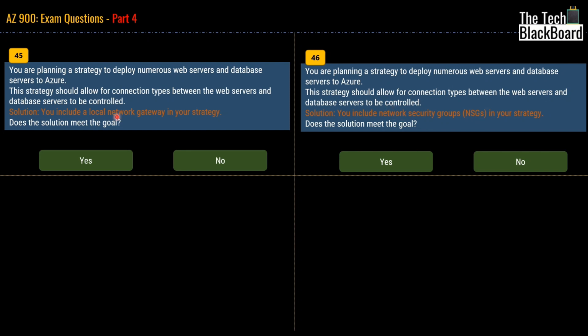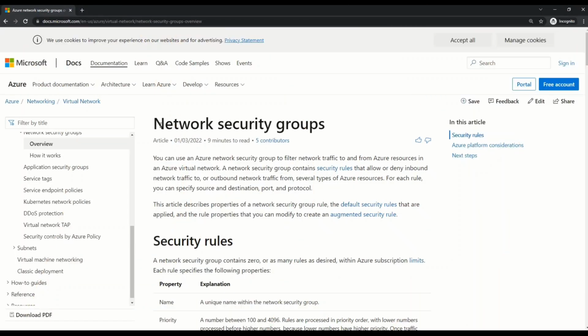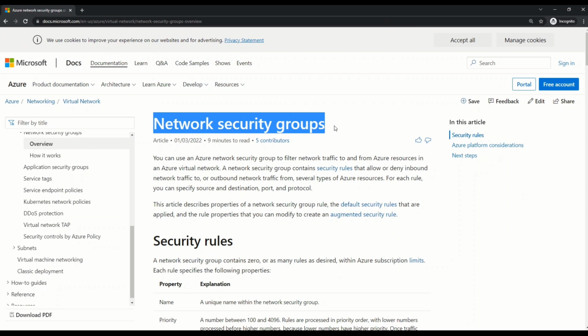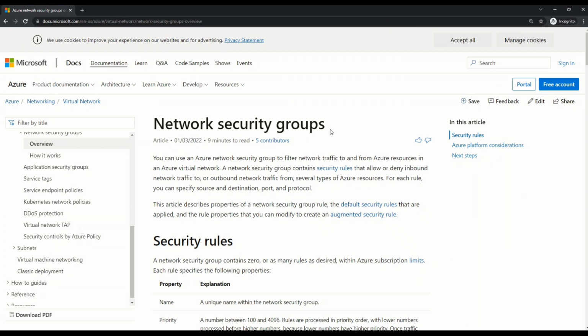You can already relate to what the local network gateway is. So local network gateway or local network is more related to your on-prem networks. So here we are on network security group, or NSG, in the official documentation from Microsoft. So let's read this first para. This says that you can use Azure Network Security Group to filter network traffic to and from Azure resources in an Azure virtual network.